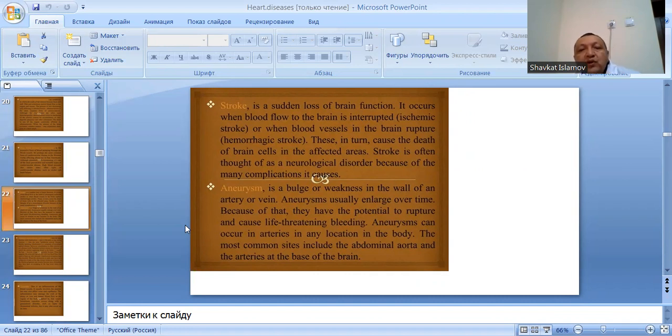Aneurysm is a weakness in the wall of an artery or vein. Aneurysms usually expand over time. Because of that, they may eventually rupture and cause life-threatening bleeding.